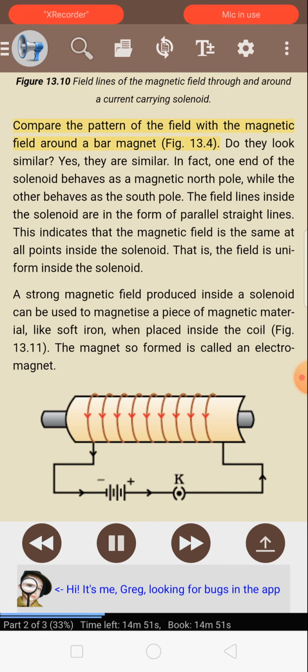Compare the pattern of the field with the magnetic field around a bar magnet, Figure 13.4. Do they look similar? Yes, they are similar. In fact, one end of the solenoid behaves as a magnetic north pole, while the other behaves as the south pole.